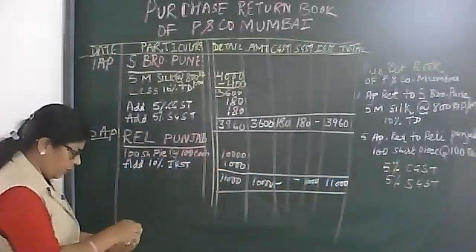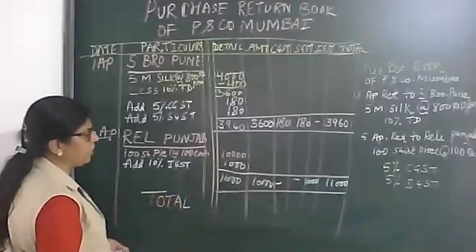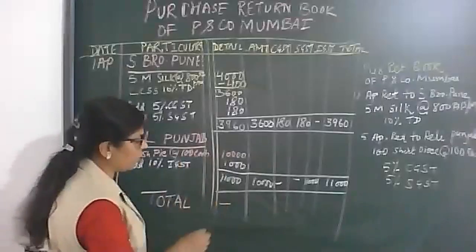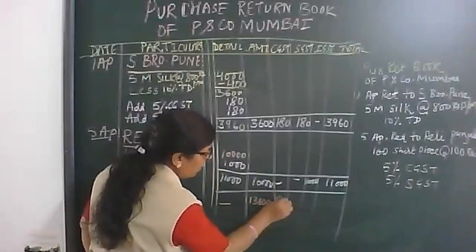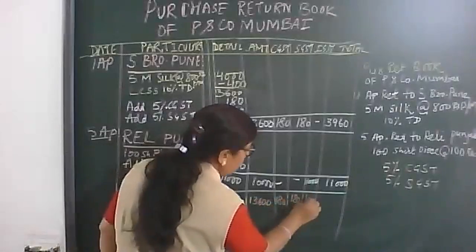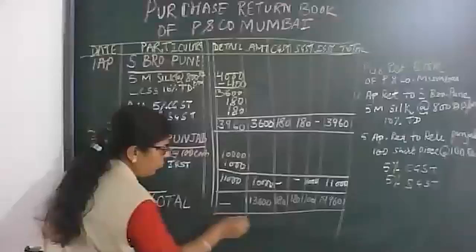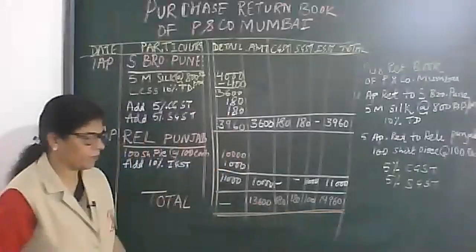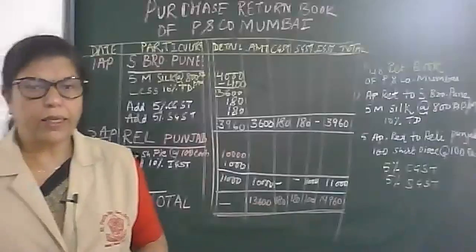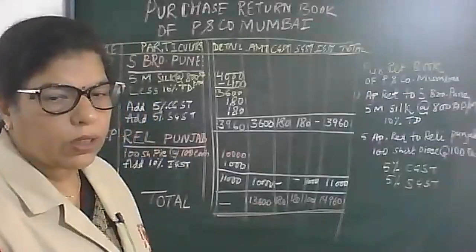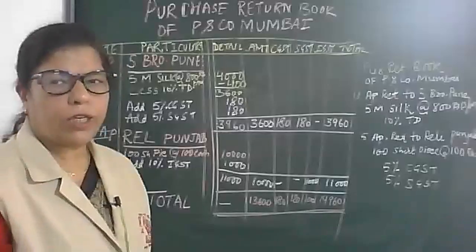Now at the end, you will put the grand total. While you put the grand total, no need to fill the first column. This column total is 13,600, this is 180, this is 180, this is 1,000, and this is 14,960. Then end up with a double line. Double line in accounts indicates that the work is completed here. Note down, please.